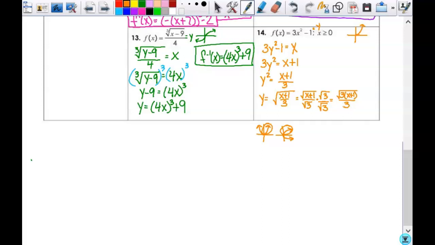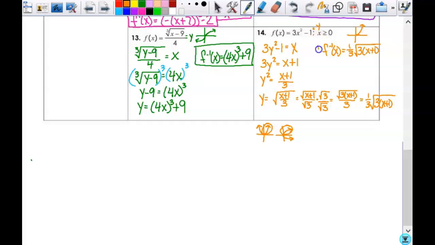Which I could leave like that, and there's nothing wrong with leaving it like that. But if I pulled this 3 out as a 1/3, then it's going to look more like something you could actually do transformations with, like so. Okay, and that is equal to y, so that is my inverse function, and that is 1/3 times the cube root of 3 times x plus 1.